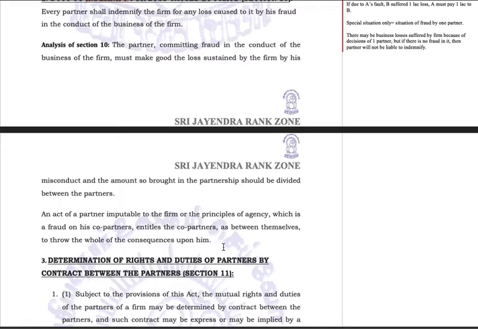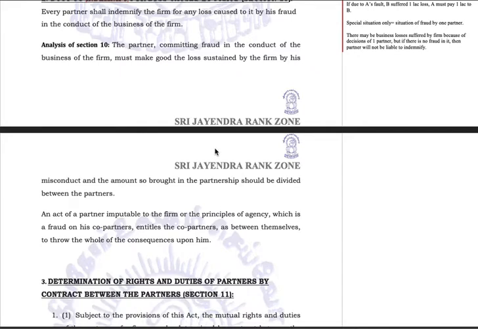Now what this says is, if he has committed some fraud and due to that fraud some profits have occurred to the firm, then the firm is entitled to distribute the profits between the partners. This partner alone cannot keep the money and say that because it's my fraudulent act, I will take the profit. No, he'll have to distribute the profits.